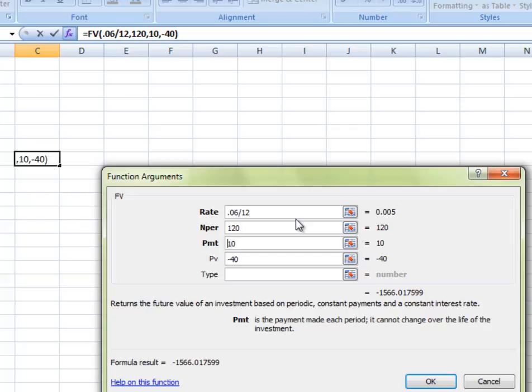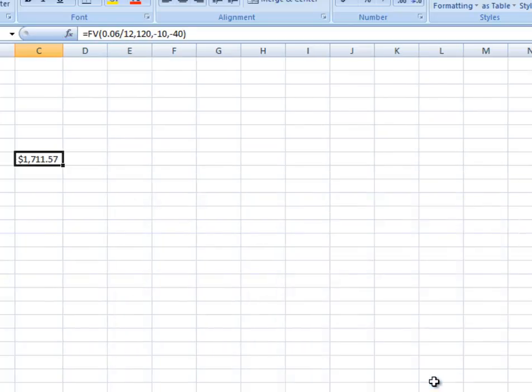Now, this is a negative $10 every month because it's going away from us. And look at what we end up with. That is our end result, $1,711.57. Now that is how you can just use Excel as a calculator. But you can also use it to see some really neat things.